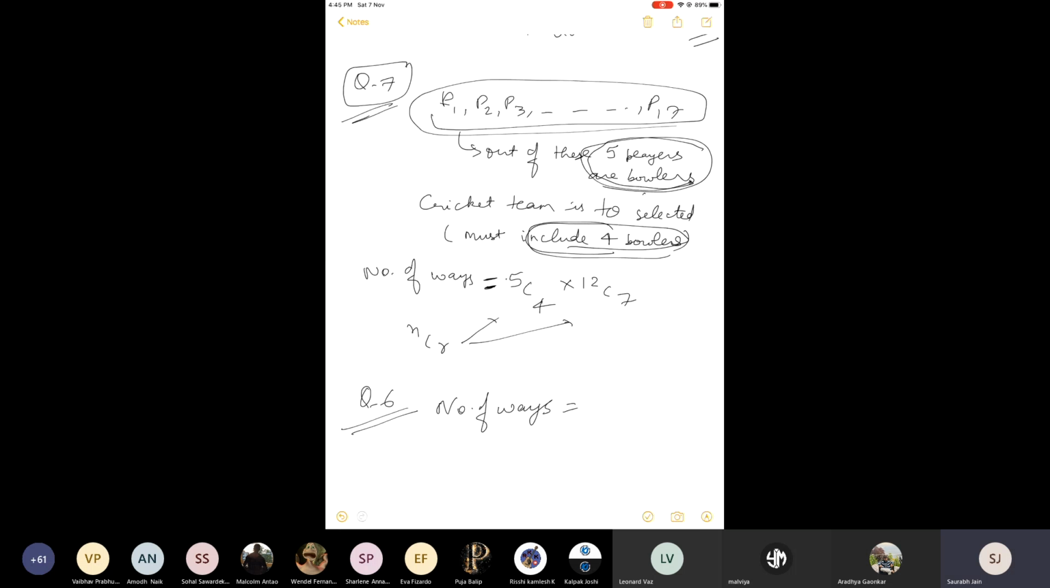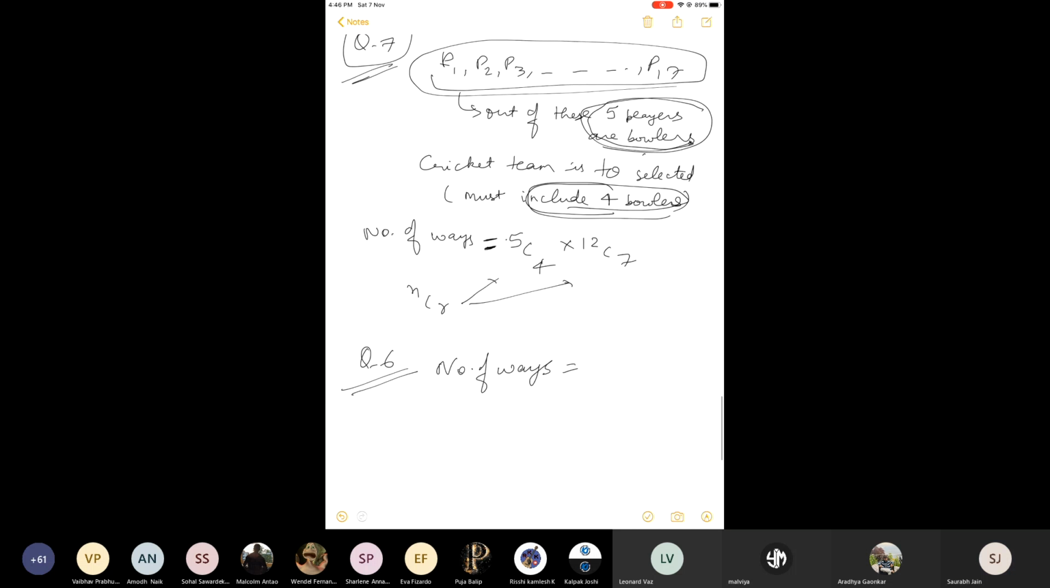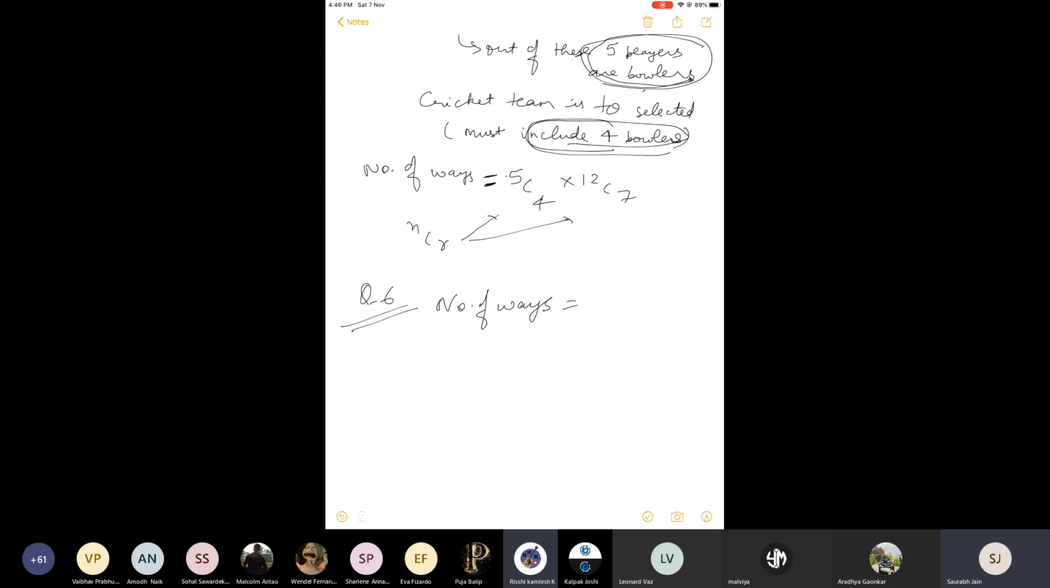Exactly one ace. It is a similar kind of question. Just replace players by cards. Instead of players, now we have cards. Instead of bowlers, we have aces. So it's like that. Yes, you can give me the answer. So 4C1 into 48C4. Yes, that's it. Finish. Because now you might have understood the previous question, so it will become easy to solve this one.